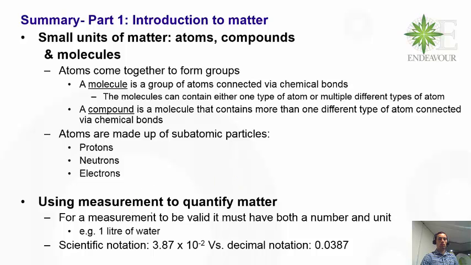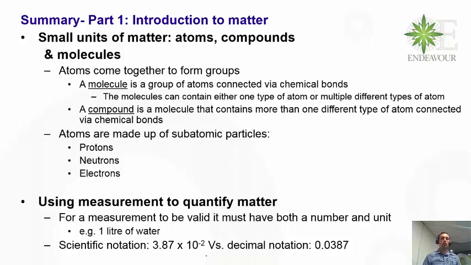And we also had a bit of a look at why we need to measure things. So we saw that for a measurement to be valid and useful, it needs both a number and a unit to make it meaningful. And we also looked at how to create these scientific notation numbers, where we've got it in this form of a number times 10 to the power of a positive or negative exponent.